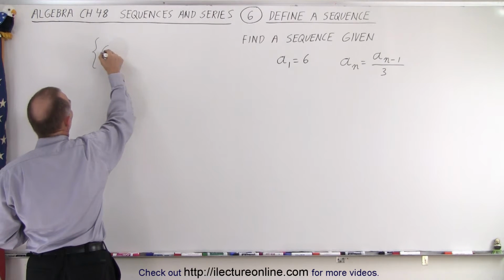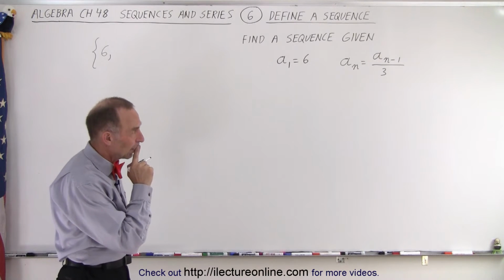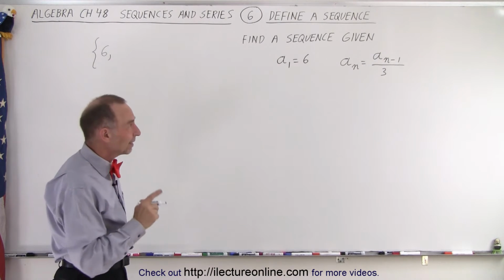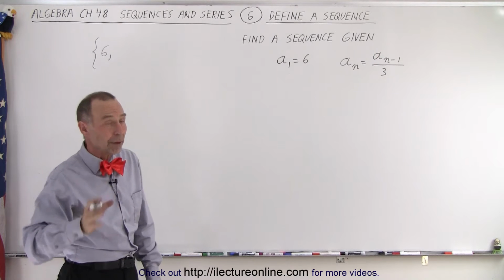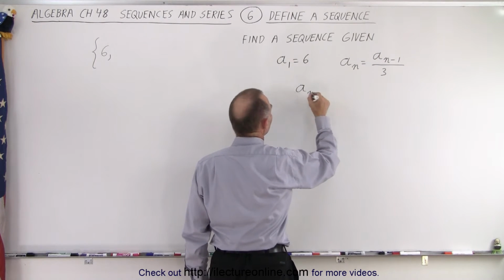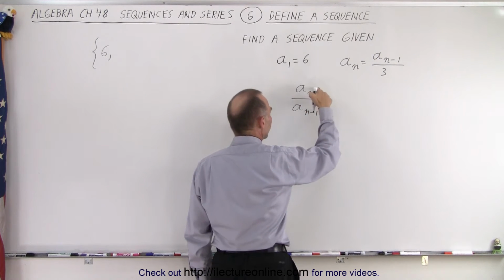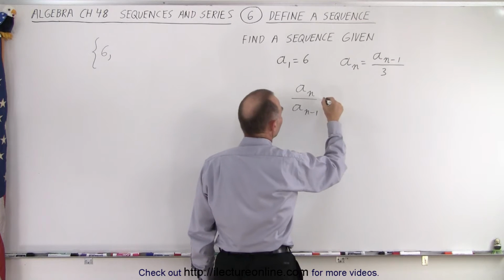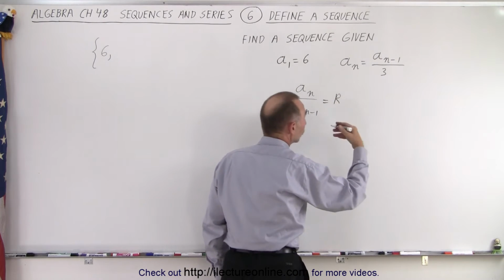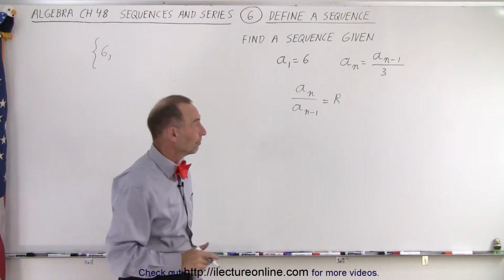We know that the first term is equal to 6. Now, how do we find the next so many terms? Well, I'm beginning to suspect that this may be a geometric series. And remember, in a geometric series, we were told that the ratio a sub n divided by a sub n minus 1, the next term divided by the previous term, is equal to r, what we call the common factor. And so maybe there's a common factor here. Let's see if we can find it.